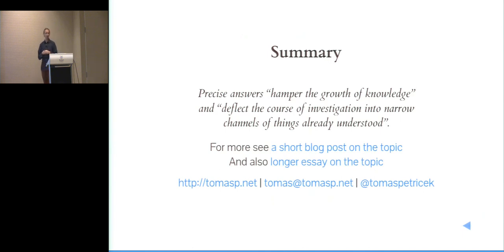So I'm going to wrap up, and it's just one more quote here from Paul Feyerabend that I'm putting there to argue more that we can live without having one universal definition of types that everyone else has to agree with. And we can talk with people who have different ideas about what types are. We just have to be a bit careful about it. Trying to always have a precise definition of everything can hamper the growth of knowledge and deflect the course of investigation into narrow channels of things already understood. Thank you.